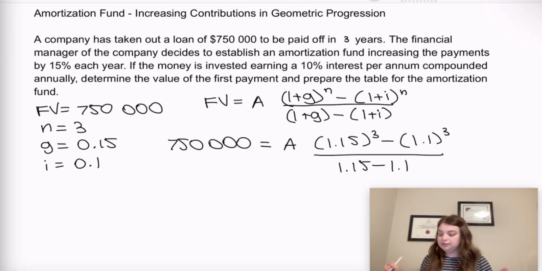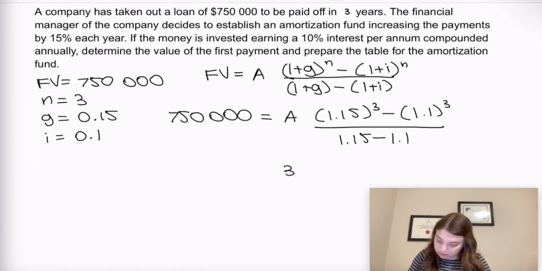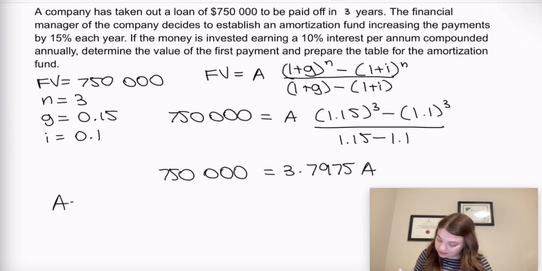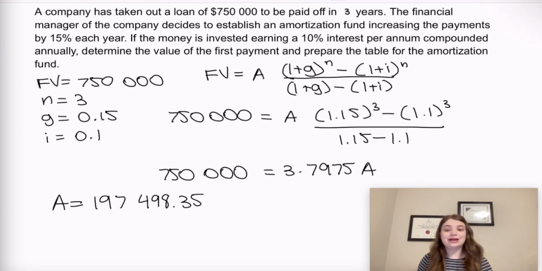1.15 minus 1.1 is 0.05 or 5%. So I'm going to divide by 0.05 and hit equals. And so therefore we have 3.7975 times A is equal to $750,000. So then if we divide both sides by 3.7975, we get 750,000 divided by 3.7975, and that's going to be $197,498.35. So therefore, that's our first payment.